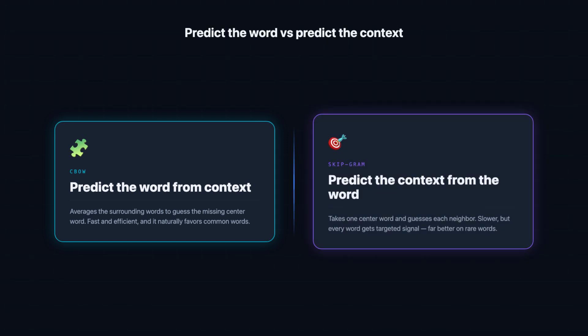This model flips that around. It takes a single center word as input and tries to predict each of its surrounding context words instead. It is slower, but by giving every individual word its own targeted training signals, it learns noticeably better representations for rare words and works well even on smaller datasets.